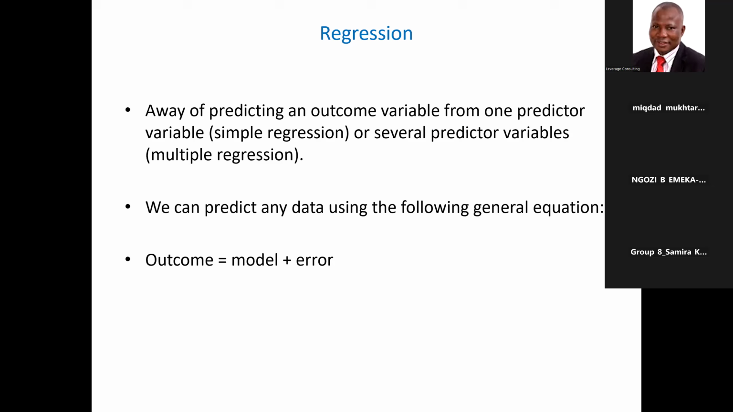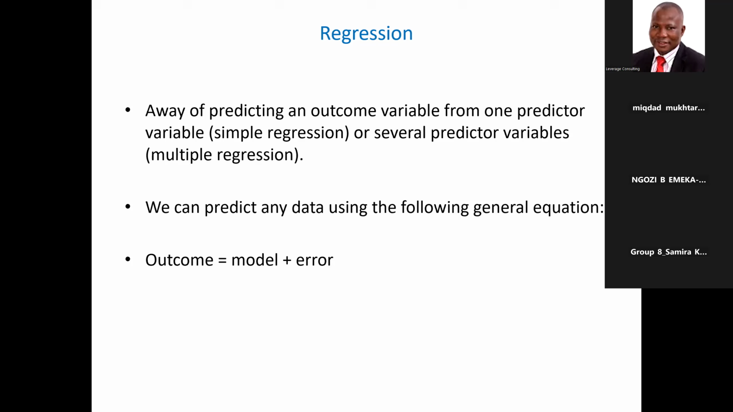I have a way of predicting. Regression is a way of predicting an outcome variable from one predictor variable. That's simple regression. Or from several predictor variables, that's multiple regression. So we can predict any data using the following general equation: outcome, that's what you are predicting, is equal to model plus error.